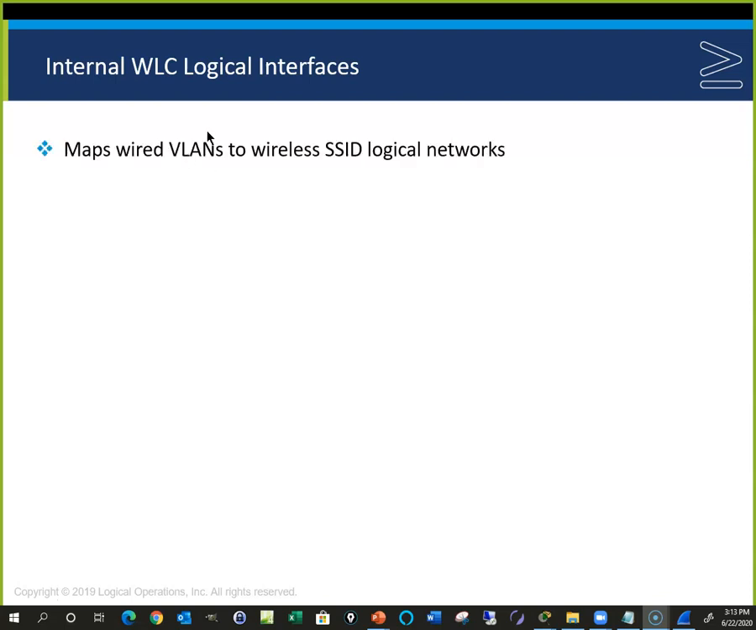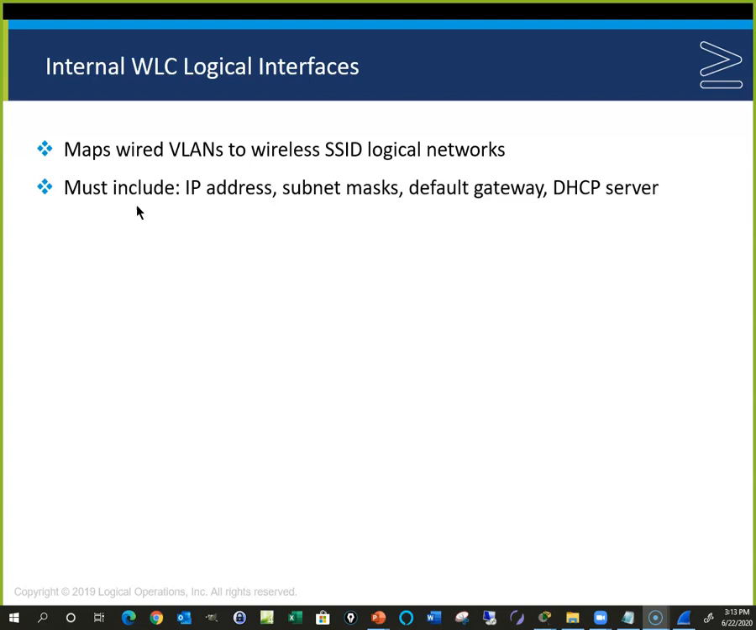The internal wireless LAN controller logical interfaces map the wired VLANs to the SSIDs, and we have to include the IP address, subnet mask, default gateway, and DHCP server. Depending on how we've done it, we need the IP address for the interfaces, the subnet mask and default gateway. DHCP server we may or may not need to configure. In the one that I've been using here, we don't really have to do that, because I've got a router on a stick configured, and then it's going to go up and down the trunk port.